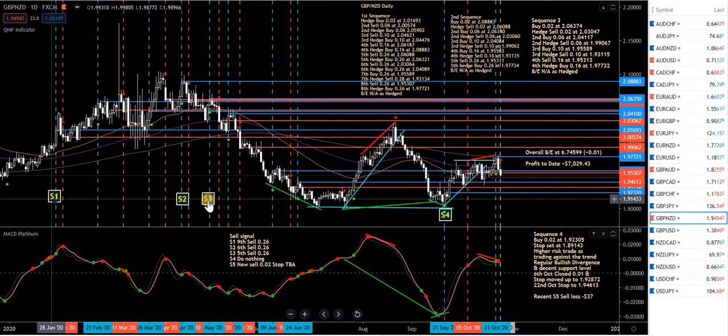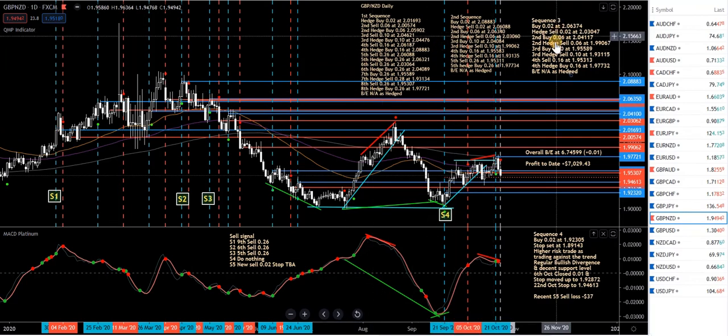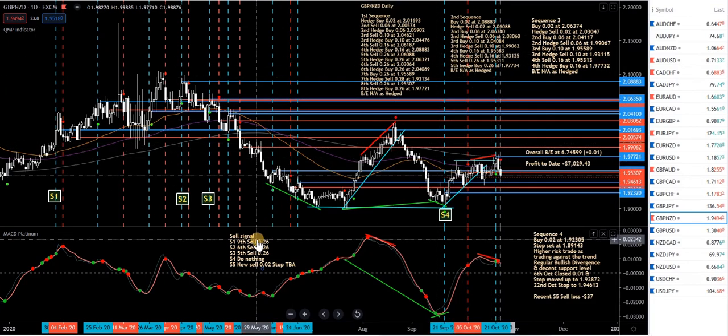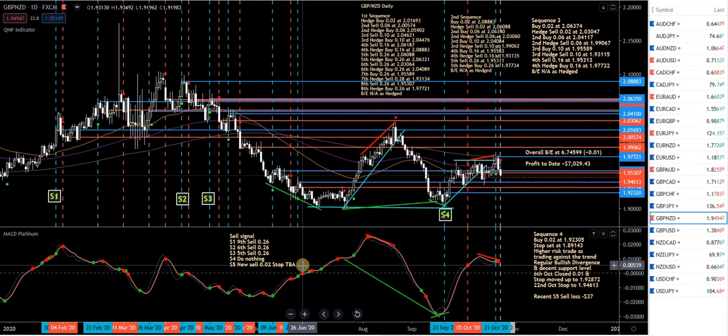Now sequence 1, 2, and 3 are all currently hedged. These are big sequences going back from a long time ago. They're all hedged. You can pause the video, read my notes, see all the trades there. So I will add to each of those sequences on Monday morning. See sequence 1, sequence 2, sequence 3. There's my notes there. Sequence 5, I'll take a new sell signal.